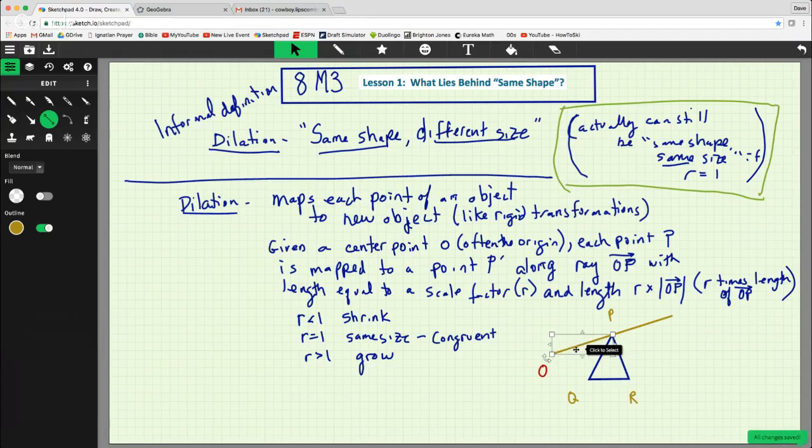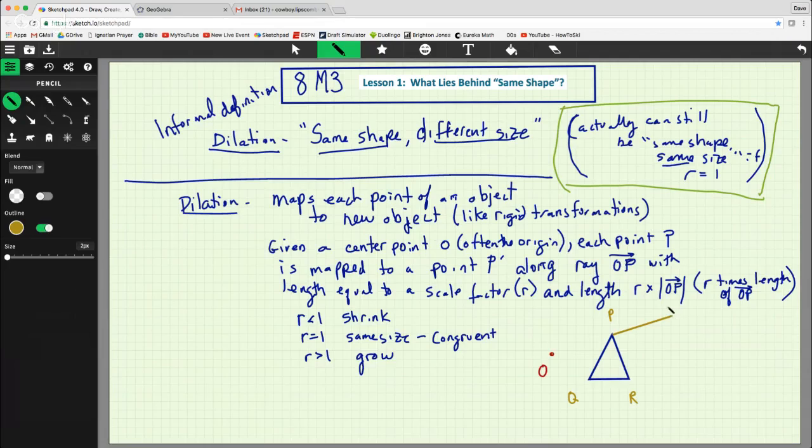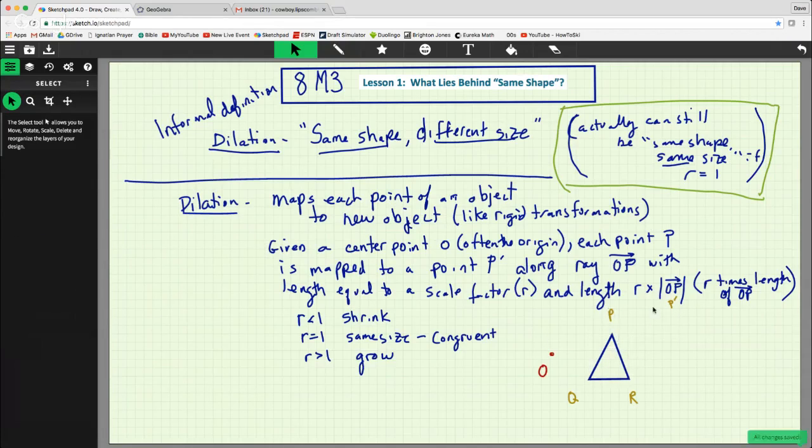So now instead of OP, I'm going to OP prime. This is P prime. So there we go. We had OP, and if that's a length of 1, then OP prime is twice as long in the same direction. And we're going to do that same thing. Watch how I do the same.